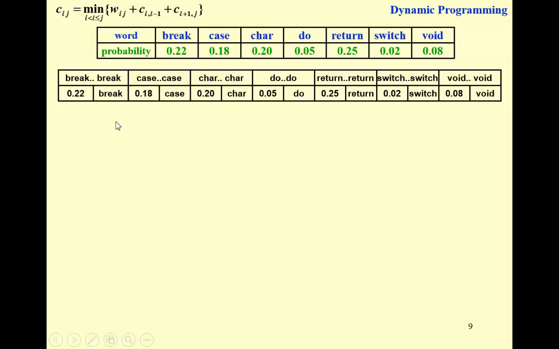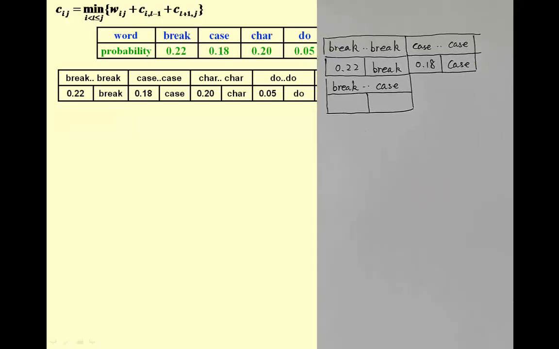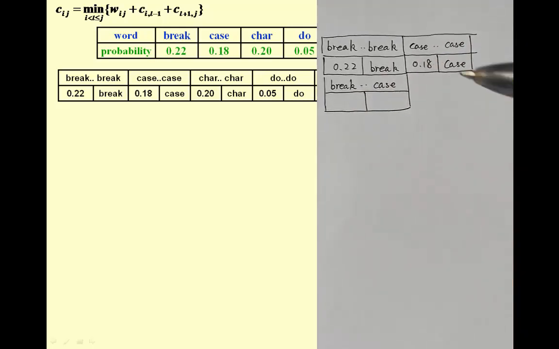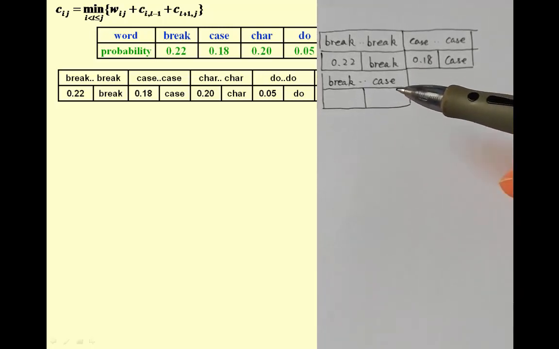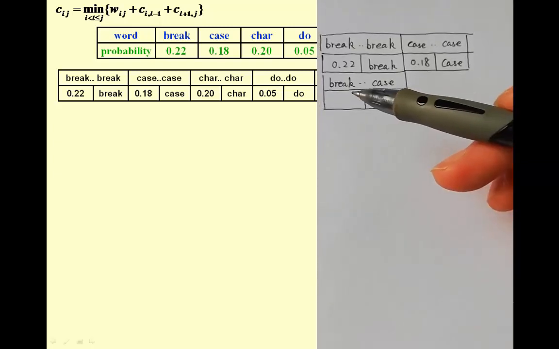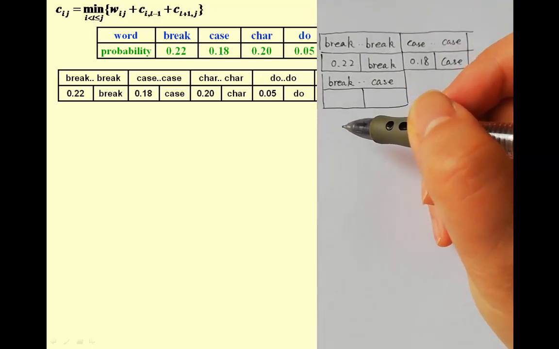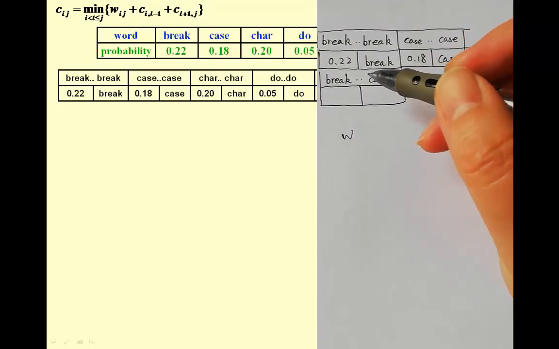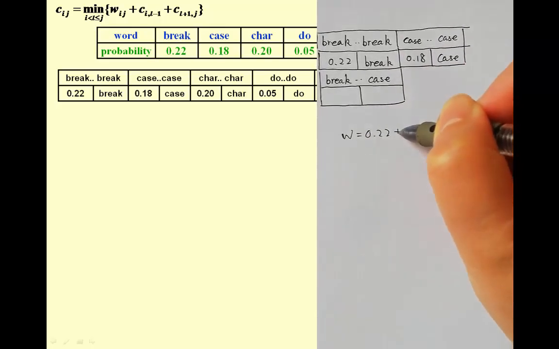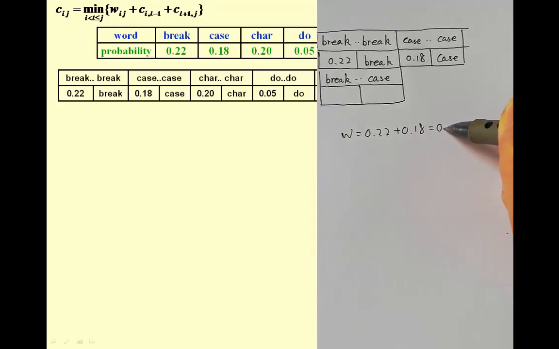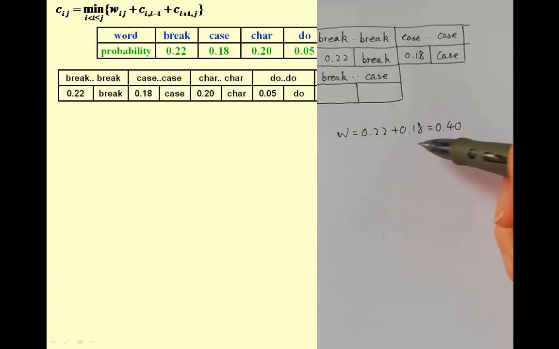Next, let's increment the size of the problem by 1. That means we're going to construct those optimal trees with 2 words. All right, so first, let's try break and case. So now let's see how it works with the subproblem from break to case. Here we have 2 options. Option 1 is to take break as the root, and the other one is to take case as the root. But before we do anything, first let's calculate the total weight of this tree. The weight of this tree is simply the sum of their probabilities. So adding them up, 0.22 plus 0.18, that is 0.40. Okay, so this is the total weight.